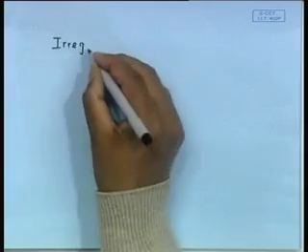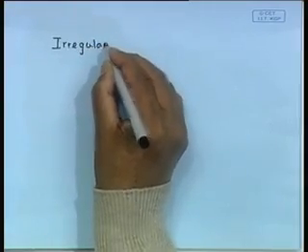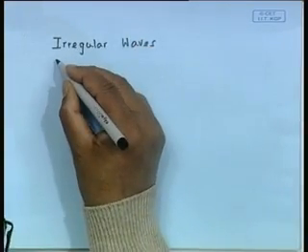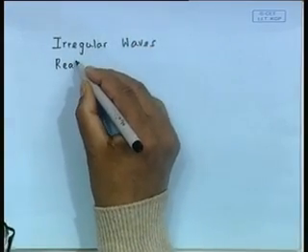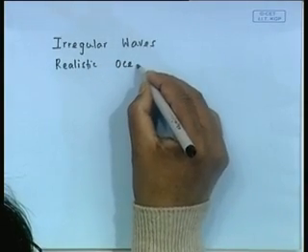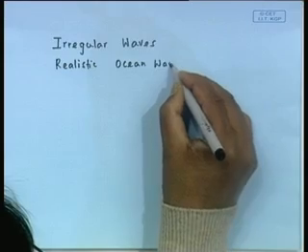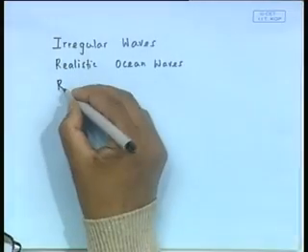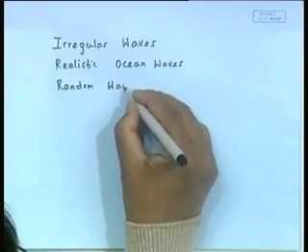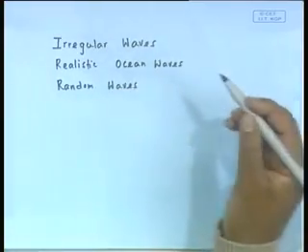Okay, today we are going to talk about irregular waves. You may also call this realistic sea waves, or ocean waves maybe. Sometimes it is also referred to as random waves. You can call it by any name.